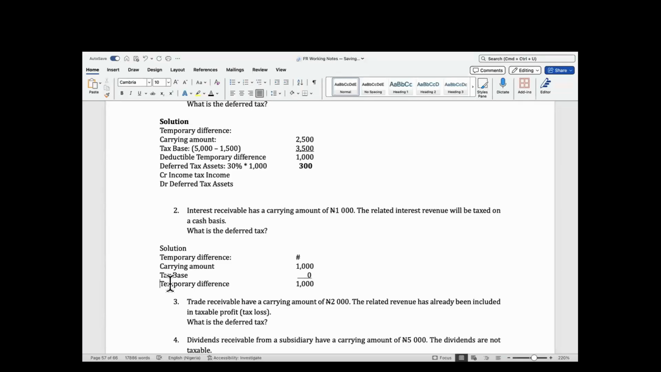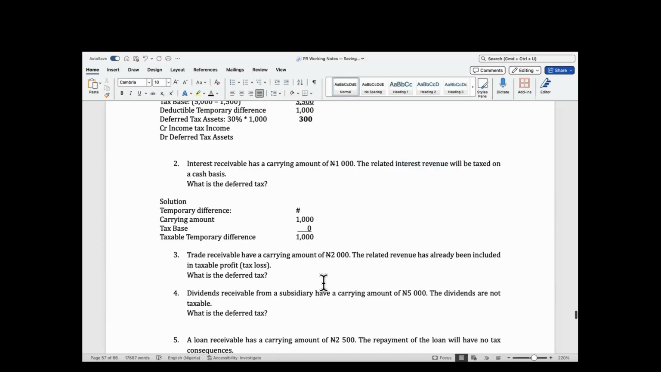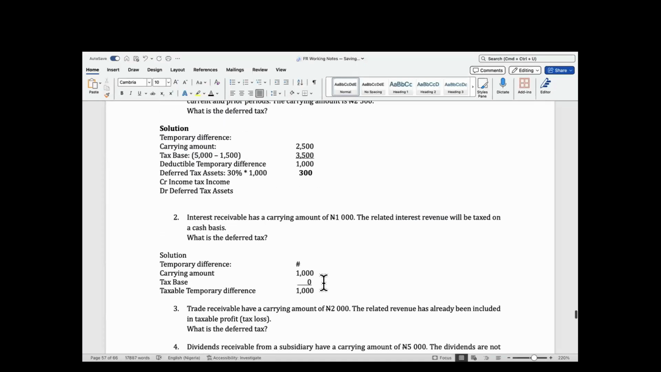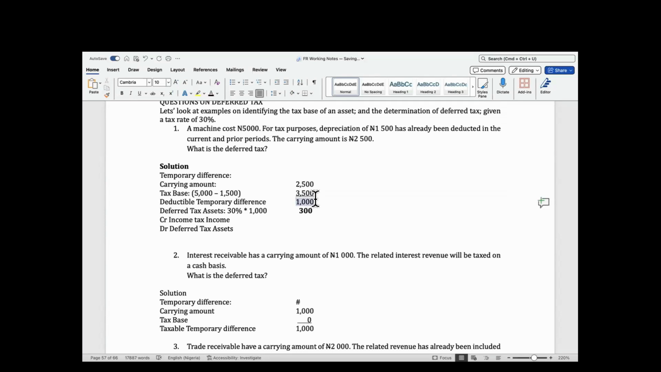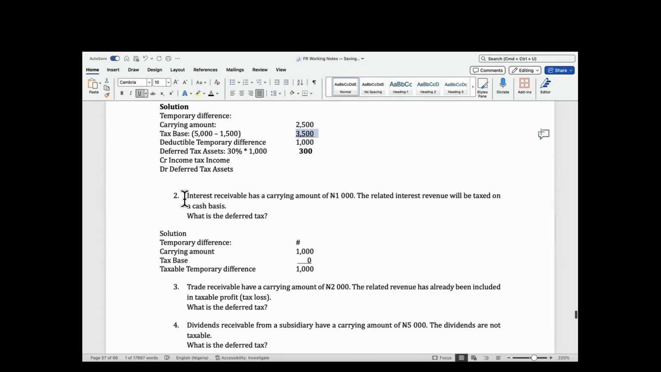However, I need to establish whether this 1,000 is a deductible temporary difference or a taxable temporary difference. Since the situation is such that I will pay more tax in the future, because this revenue will be taxed in the future, it is a taxable temporary difference. So that's the secret to ensuring you don't make mistakes. It's just for you to know, am I paying more tax or am I paying less tax? In the other case, I'll be paying less tax because I'm getting more deductions from the taxman. That's why it's deductible.